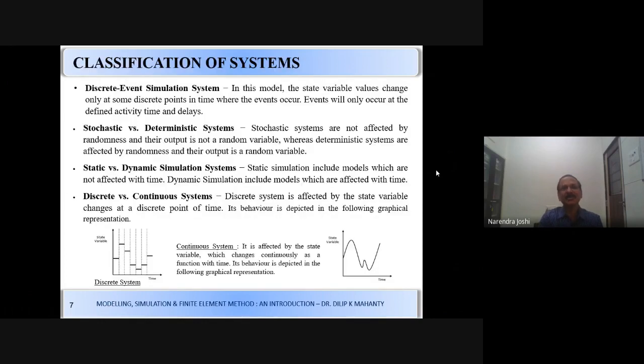Classification of systems is shown in this slide: discrete event simulation system, stochastic and deterministic systems, static versus dynamic systems, discrete versus continuous systems. Basically, these are trying to show a system where, again, the base concept of system is time and space, where if it is dependent on time, changing with respect to time, they are dynamic systems, continuous systems. If it is not, if you are starting from a certain point, it's called static systems.